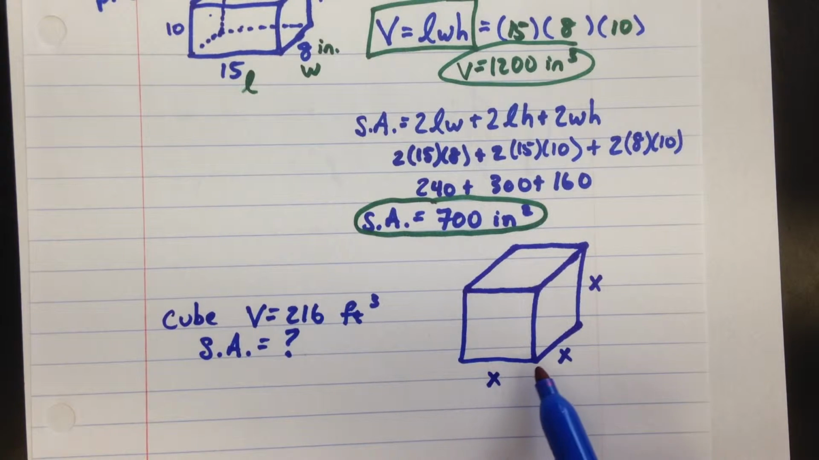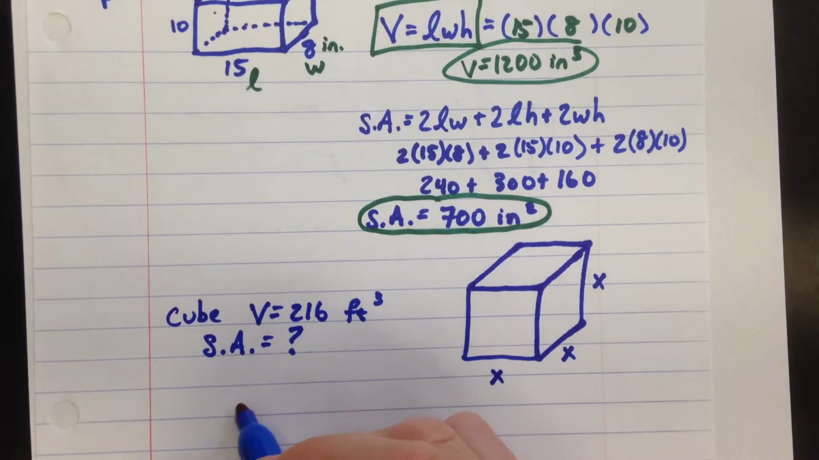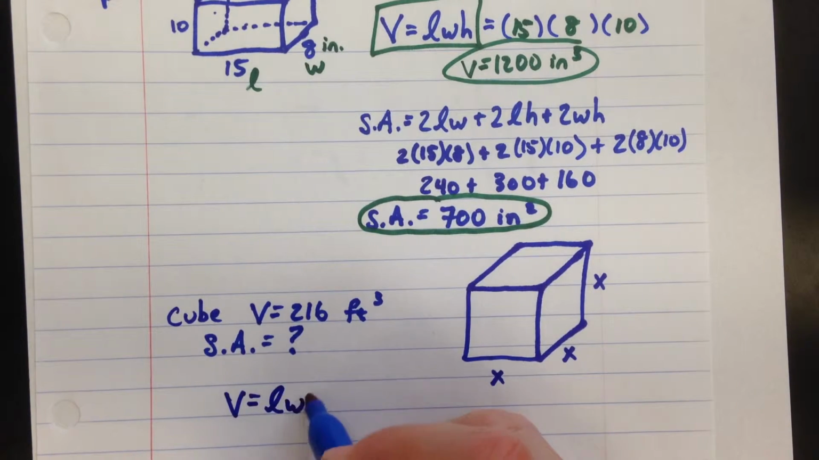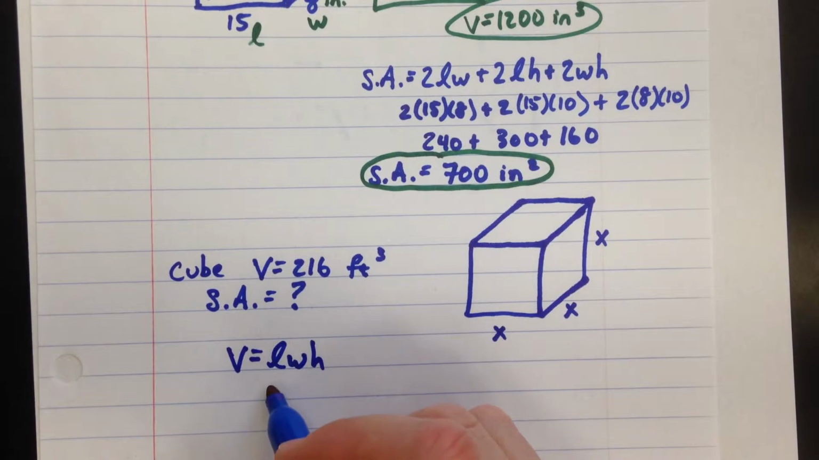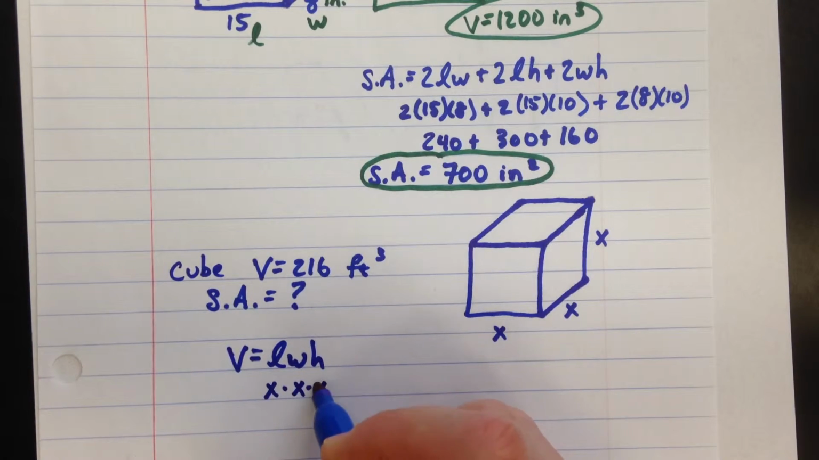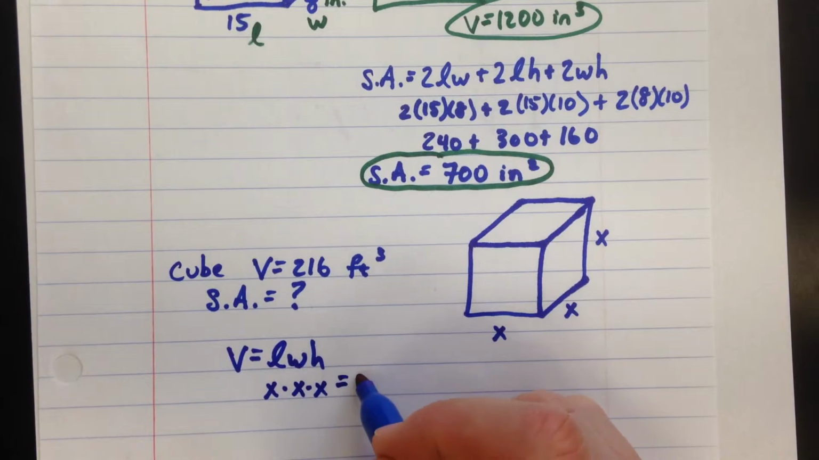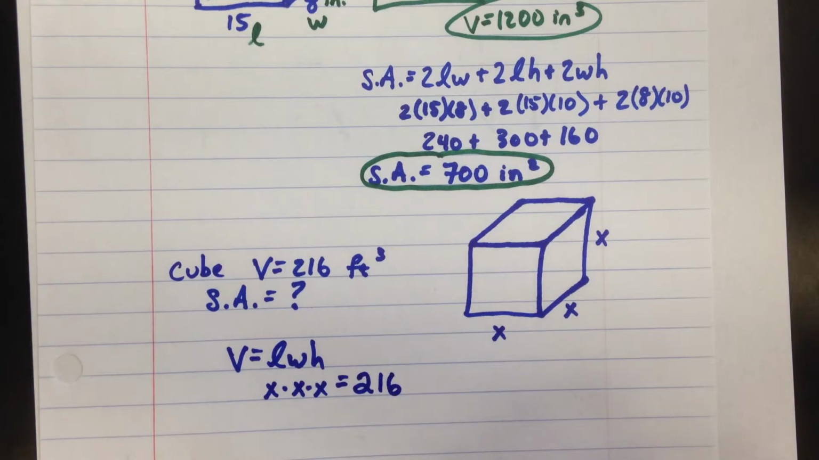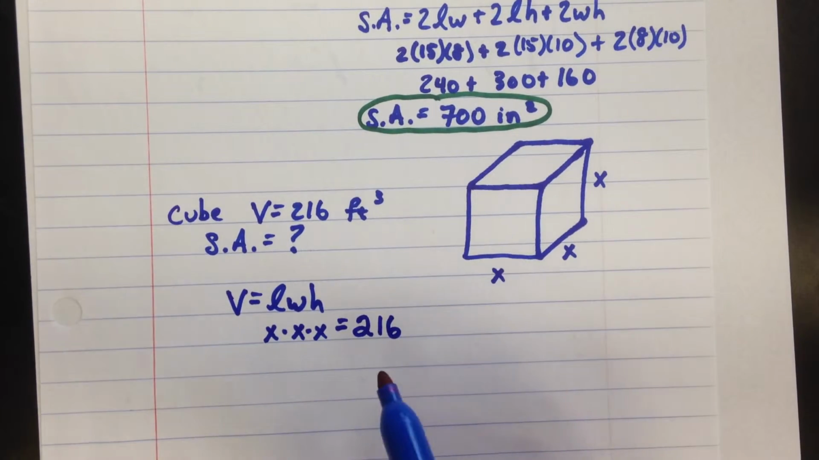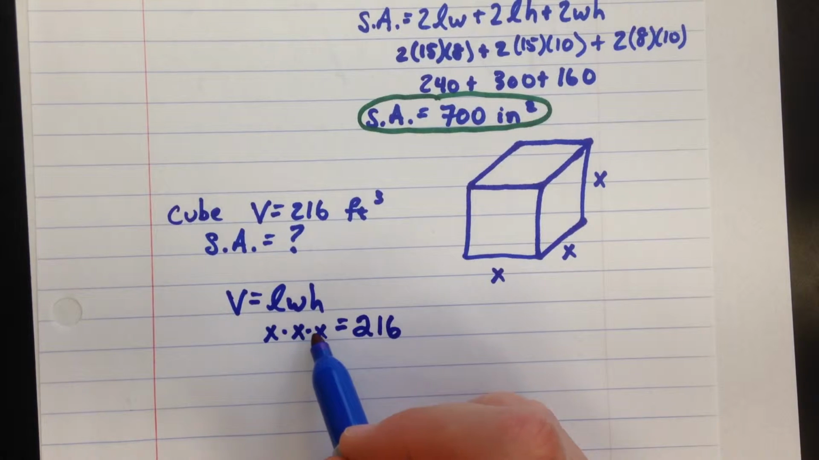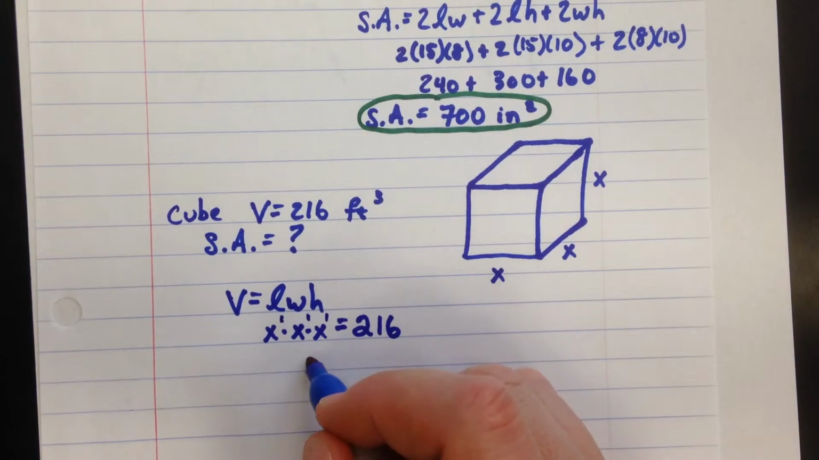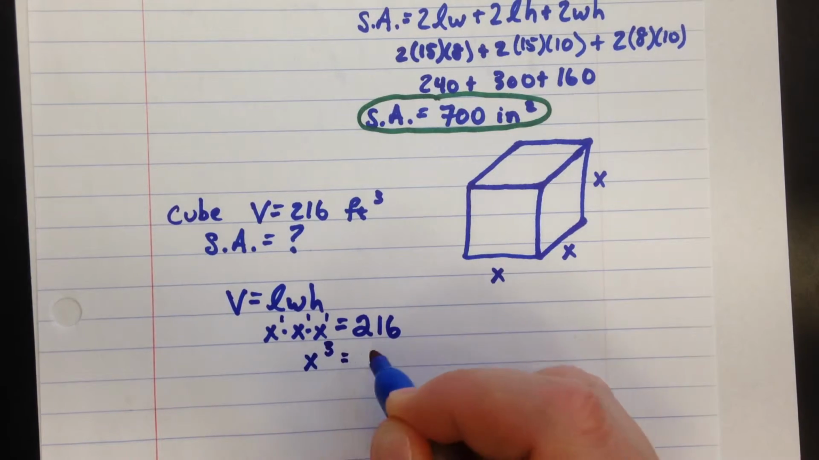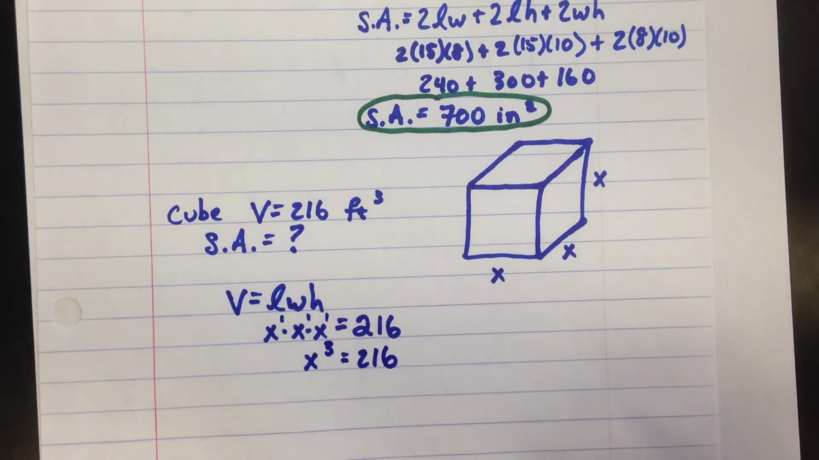Well, that's length times width times height. Okay, volume is length times width times height for any kind of rectangular prism. In this case, that's x times x times x equals 216. Now going back to algebra 1, when you multiply the variables x times x times x, you add the exponents, that's x to the third equals 216.